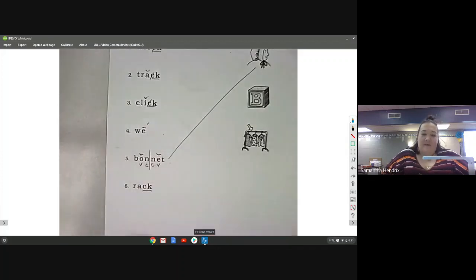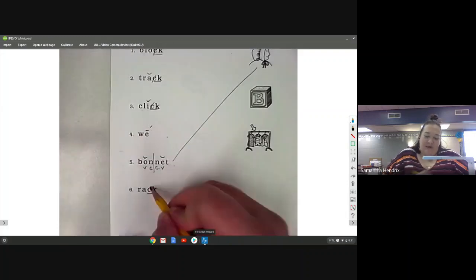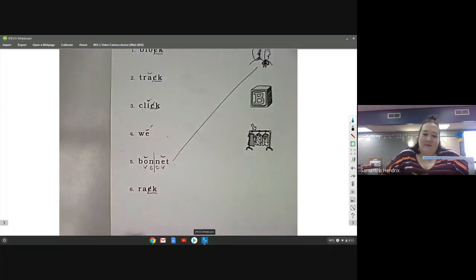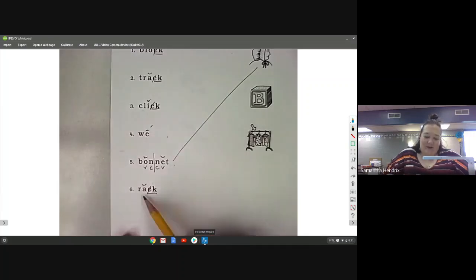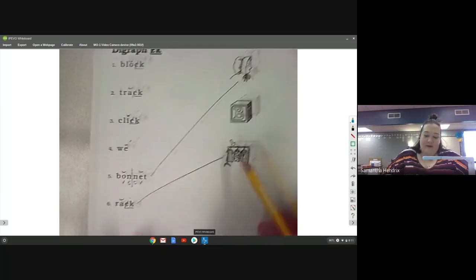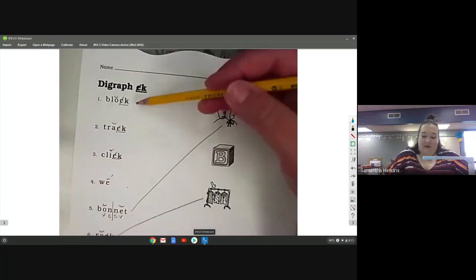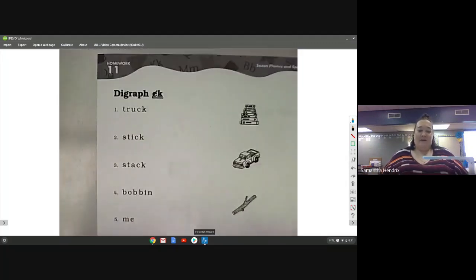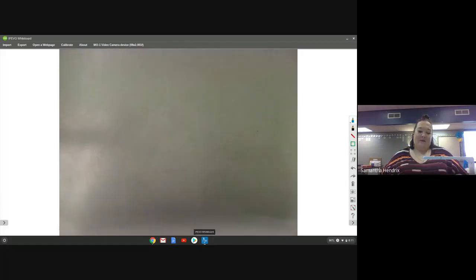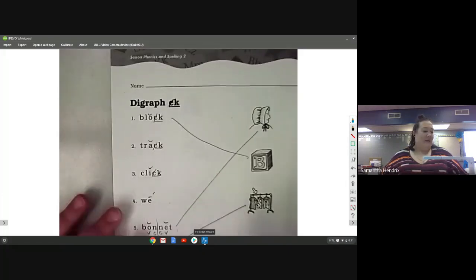CK. That's our digraph CK. It makes 1 sound. Digraphs make 1 sound. This is short because it's followed by a consonant. And this is a rack. Rack. And then here's our block. Okay. So some of you have already sent me a picture of the words on the back. Great job. If you haven't, get these coded using the front to help and then send it to me. Okay.